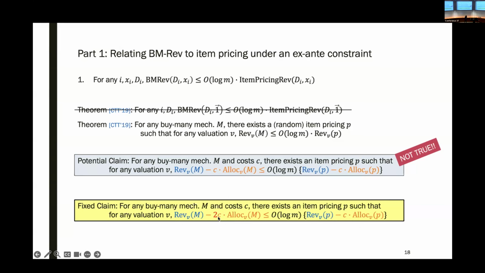I won't say how we do this. It's more or less the same kind of approach that the previous work used, so I won't go into the details, but this is a way of showing how an ex-ante item pricing is close to an ex-ante by many mechanism. So that's the first step of our process.